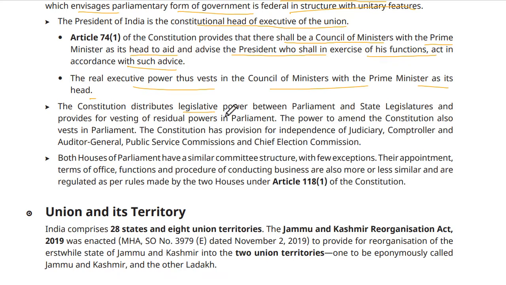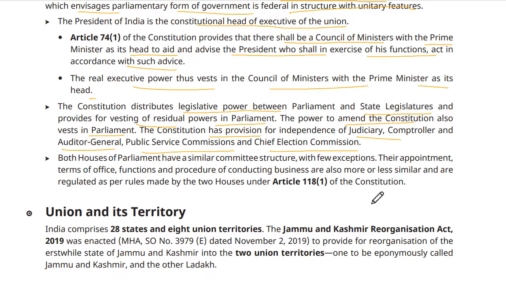The Constitution distributes legislative power between Parliament and the state legislatures and provides for vesting of residual powers in the Parliament. The power to amend the Constitution also vests in the Parliament. The Constitution has provided for independence of the judiciary, the Comptroller and Auditor General, public service commissions and the Chief Election Commissioner.